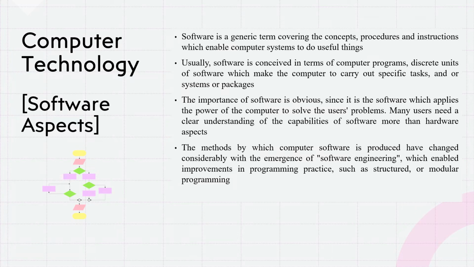The methods by which computer software is produced have changed considerably with the emergence of software engineering, which enabled improvements in programming practice such as structured or modular programming. The left-hand side flowchart that you can see right now over here is an example of structured or modular programming. It is hoped that these solutions would be able to meet fairly standard requirements.